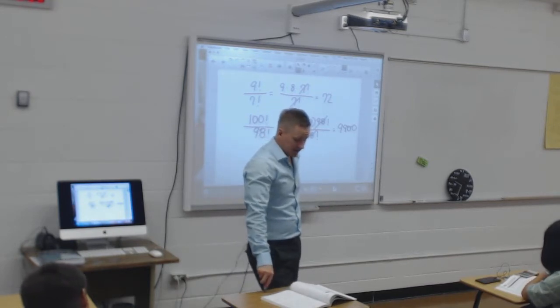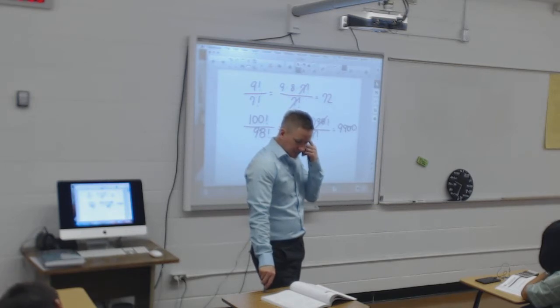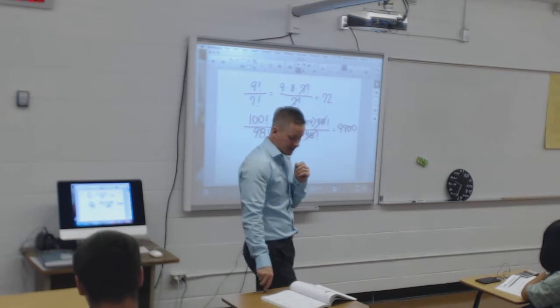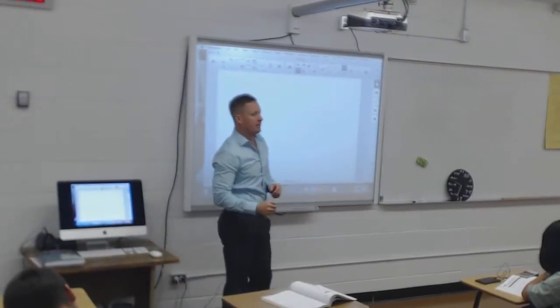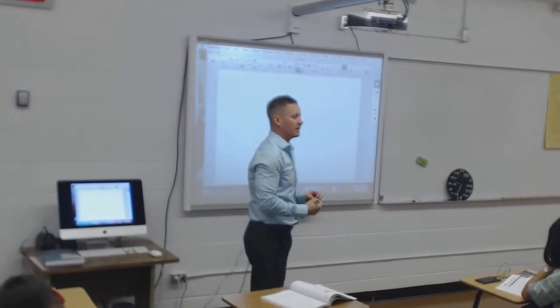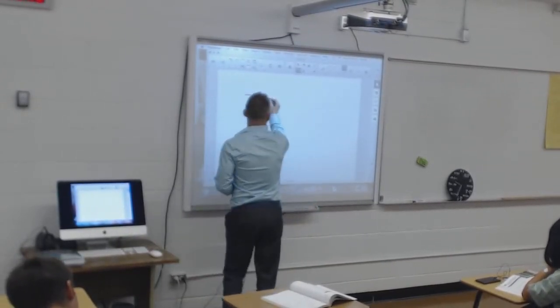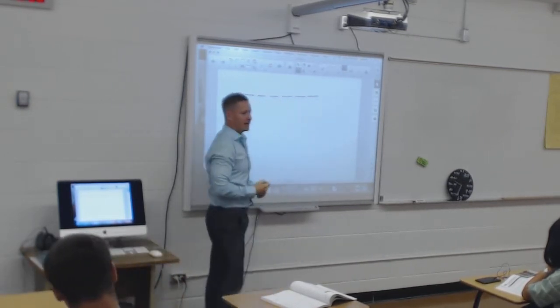Page 94, a 6-digit code number uses the digits 1 through 6 exactly once. If the first digit of the number is 3 and the last digit is 2, how many possibilities are there for the code number? Okay, so I need how many digit number? 6. So how many decisions do I have to make? 6. So I need 6 blanks, just like that, right?